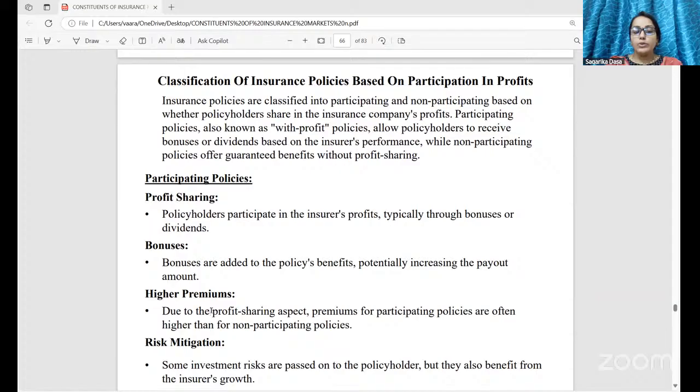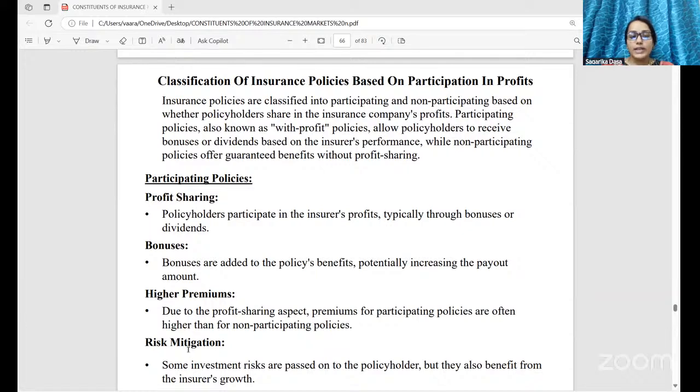Higher premium due to the profit sharing aspect. Premiums for participating policies are often higher than non-participating policies, because these policyholders participate in the profit sharing of the business, hence the premium paid by these policyholders will be high.